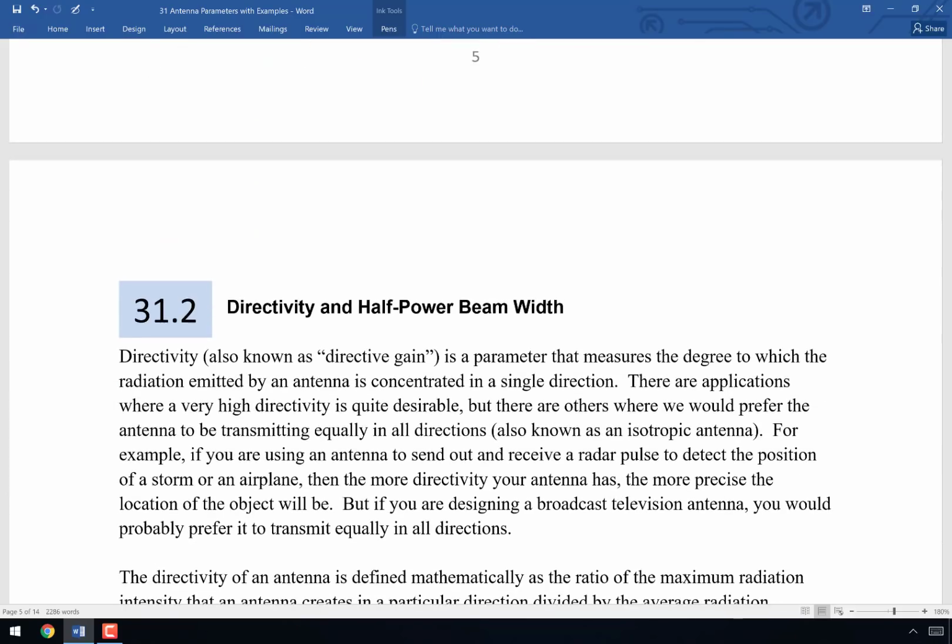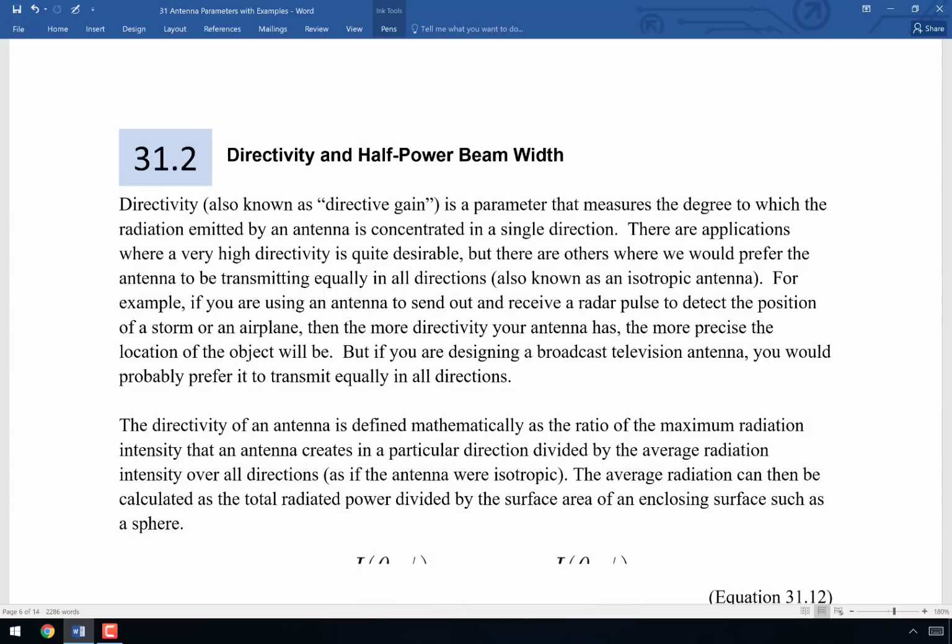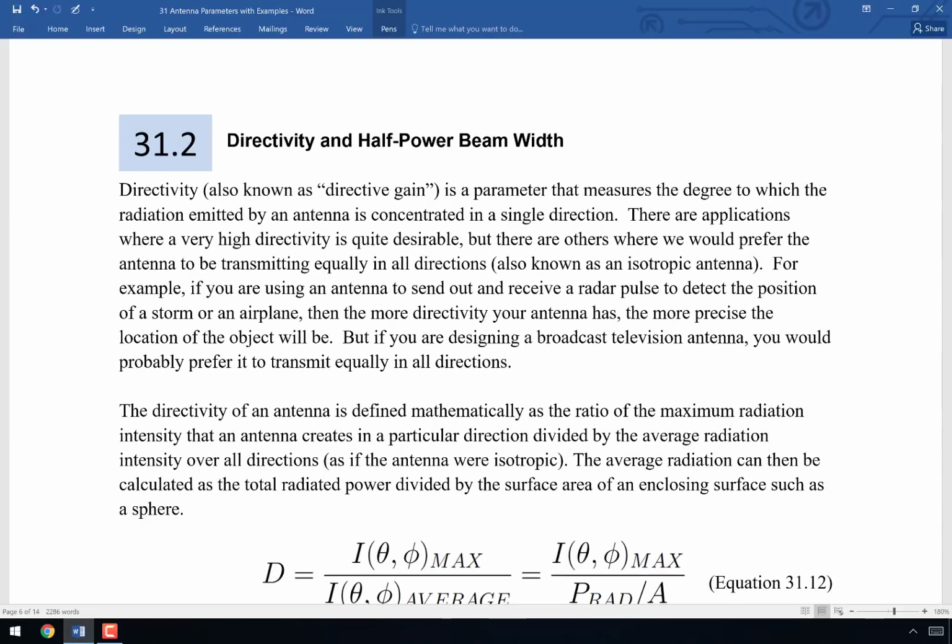Okay, so let's talk a little bit about directivity. As I've mentioned to you a couple of times before, directivity, which is also known, by the way, as directive gain. It turns out that in this chapter, there's lots of different terminology for the same idea. So we had input impedance, which I also called radiation resistance. We have directivity, which is also known as directive gain. Directivity measures the degree to which the radiation emitted by an antenna is concentrated in a single direction.